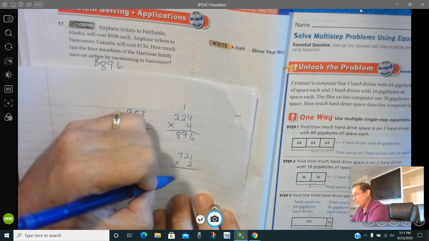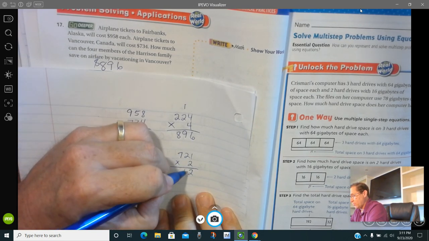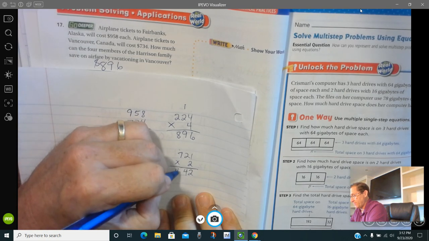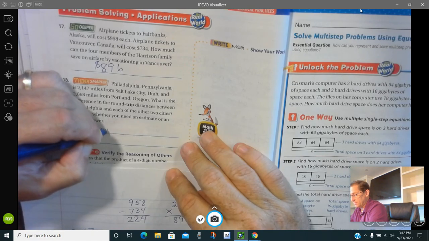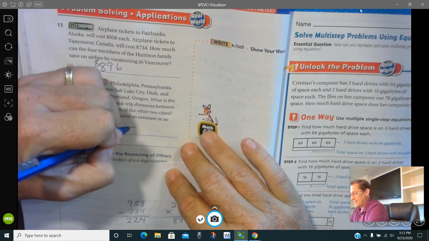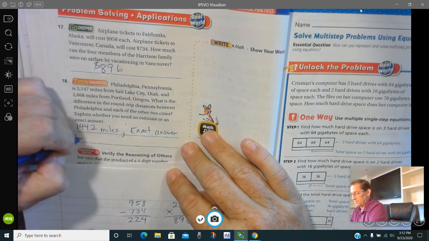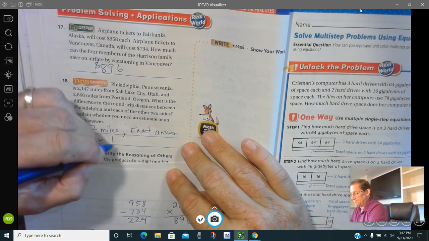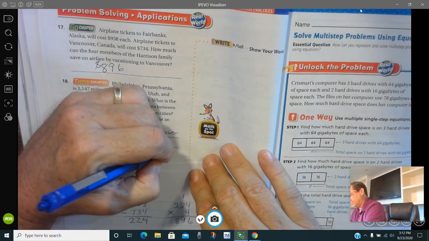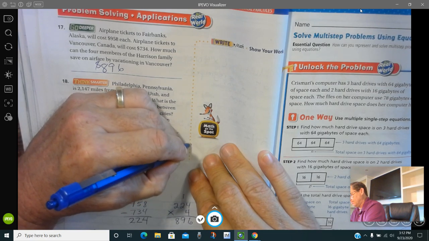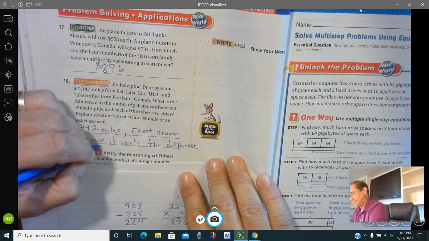Round trip. So 2 times 1 is 2. 2 times 2 tens is 4 tens. 2 times 700 is 1,400. So it's 1,442 miles. Exact answer, because it wants to know the difference in the 2 trips.